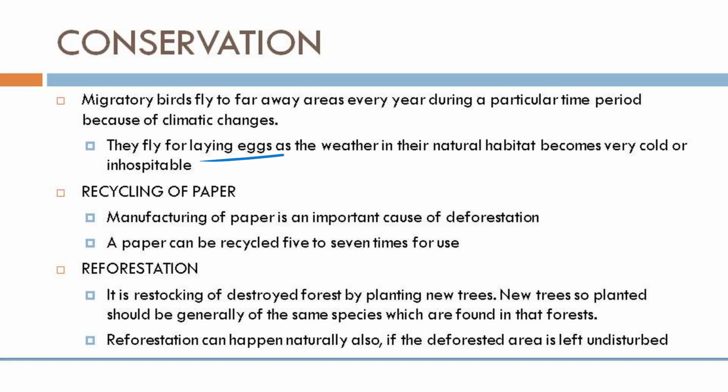Manufacturing of paper is an important cause of deforestation. So, paper can be recycled 5 to 7 times for use, and it should be recycled so that deforestation can be prevented.